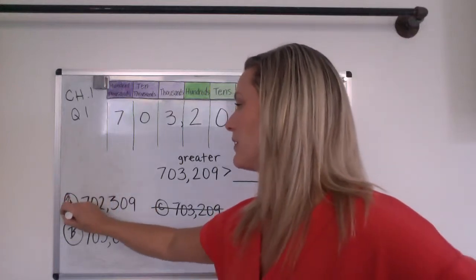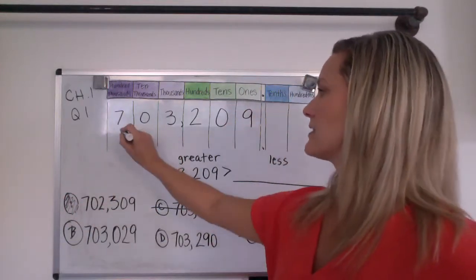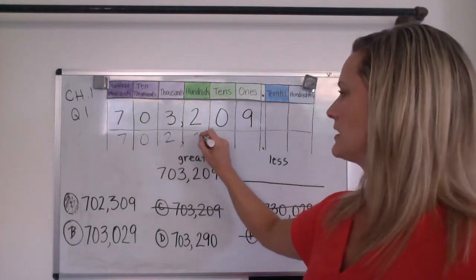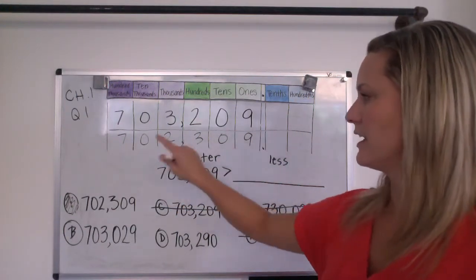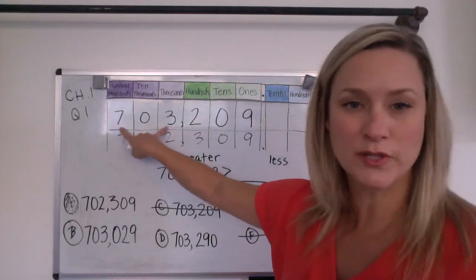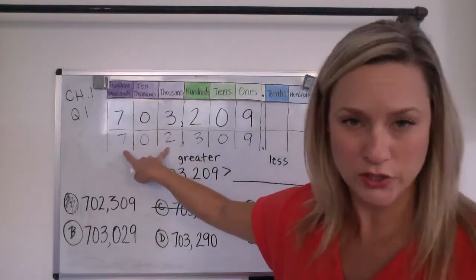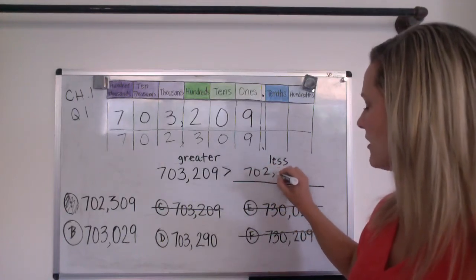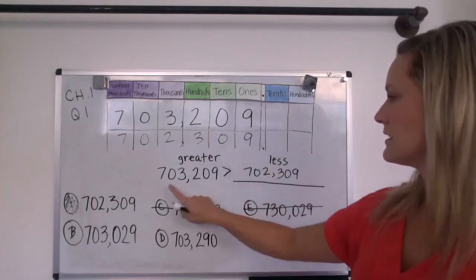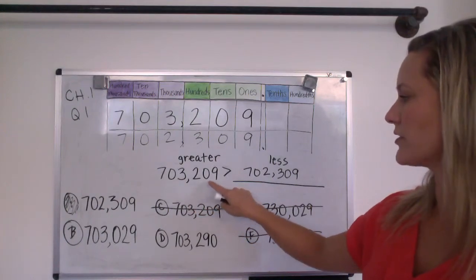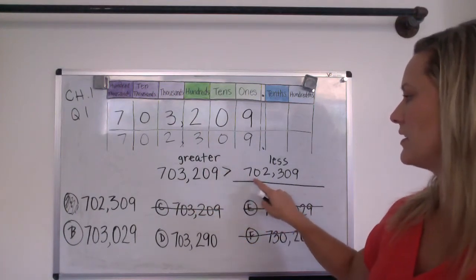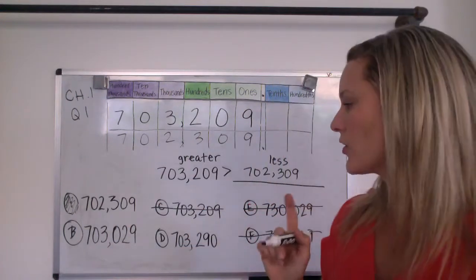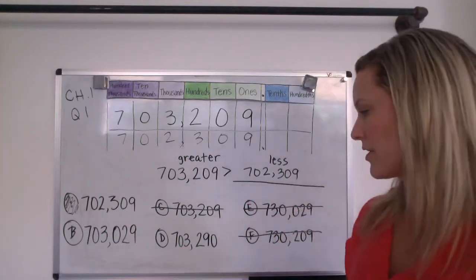We know it's going to be this one, because if I compare, I'm just going to write a line right there, 702,309, I can see that 703 is greater than 702,000, right? And I could put that in there and read it back to myself. 703,209 is greater than 702,309. And it checks out. Okay, but I have to see if there's another answer.